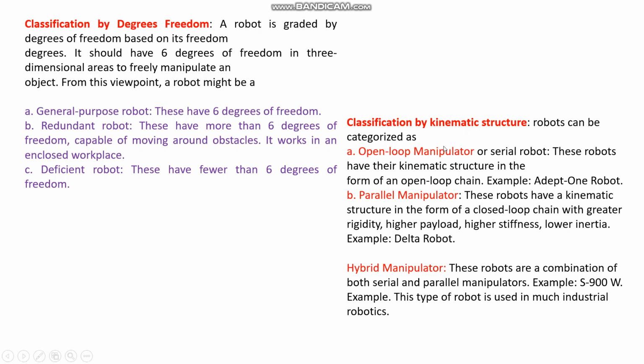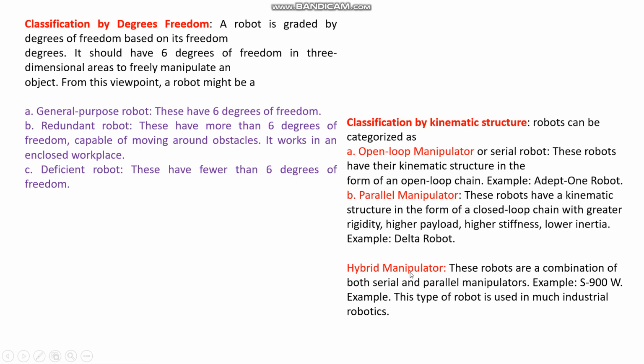Then classification with respect to kinematic structure: you have open loop and parallel manipulators. Open loop is sometimes called a serial manipulator. It will look like a C type. This structure normally does not have much rigidity. Whereas with a parallel manipulator, you will get a rigid structure. You will get greater rigidity, higher payload, higher stiffness, lower inertia. The best example is the Delta robot. Then you have another manipulator, the hybrid manipulator.